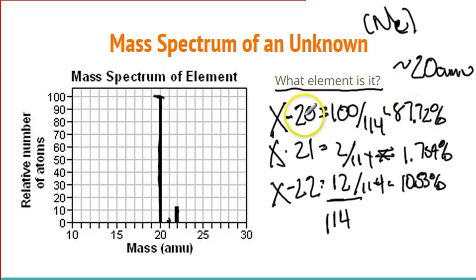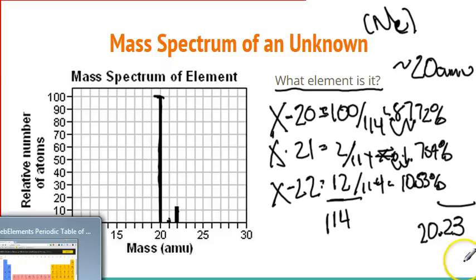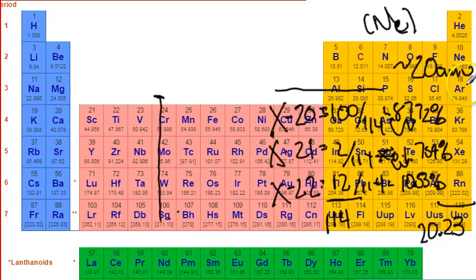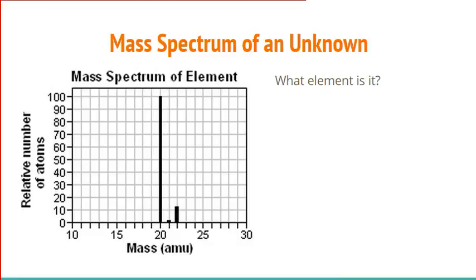You take the percentage, multiply by 20, take this percentage, multiply it by 21, take this percentage and multiply by 22, remembering to move your decimal place over 2 spots. So be careful of single-digit percentages. And when you do that, you'll get that the total mass of all 3 of these isotopes is 20.23, which is very close to the 20.18. Why is it off? Again, it's because of the rounding that we do.